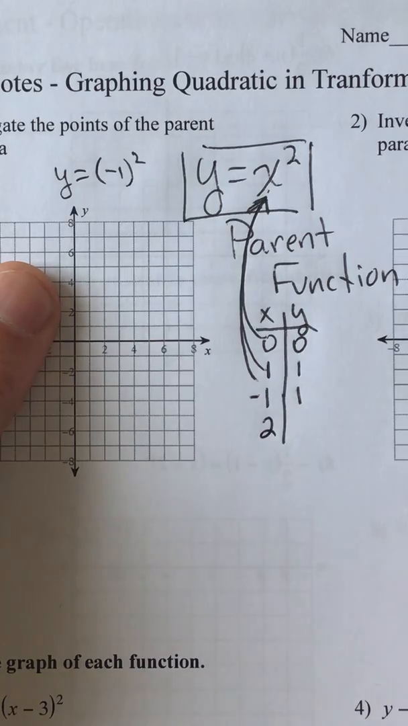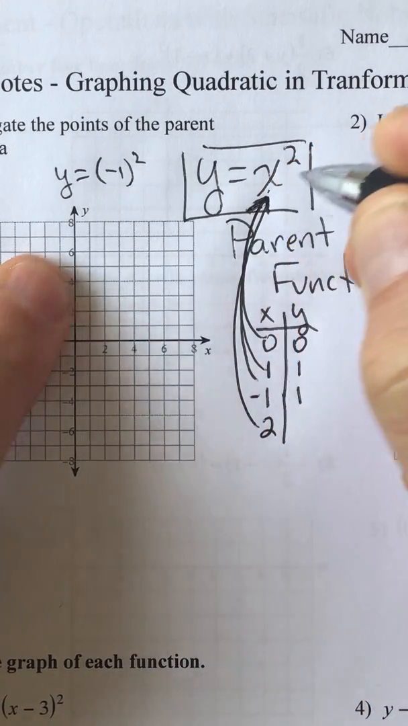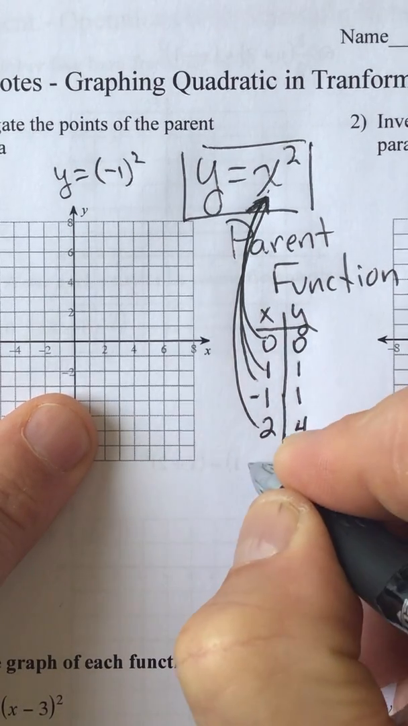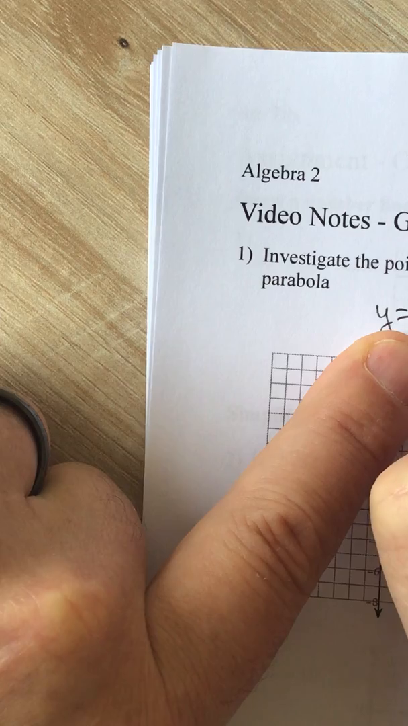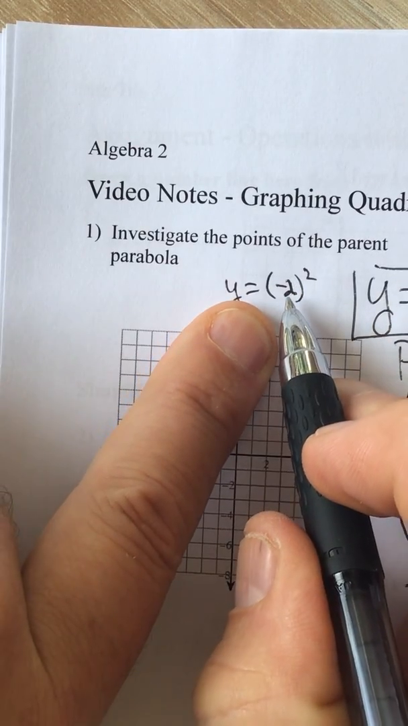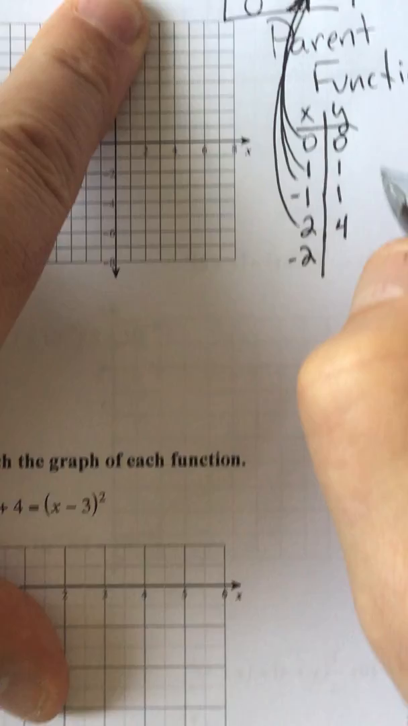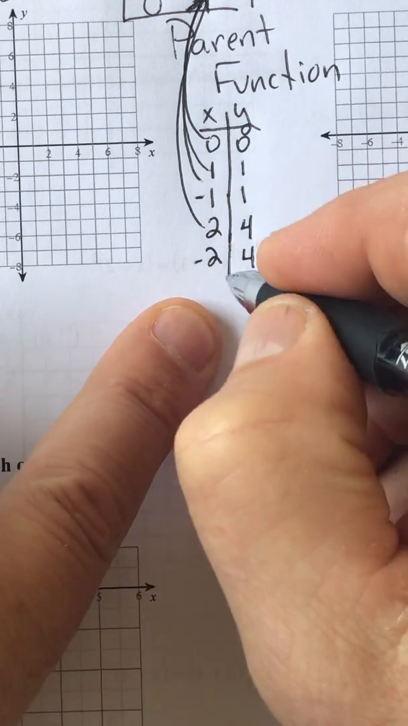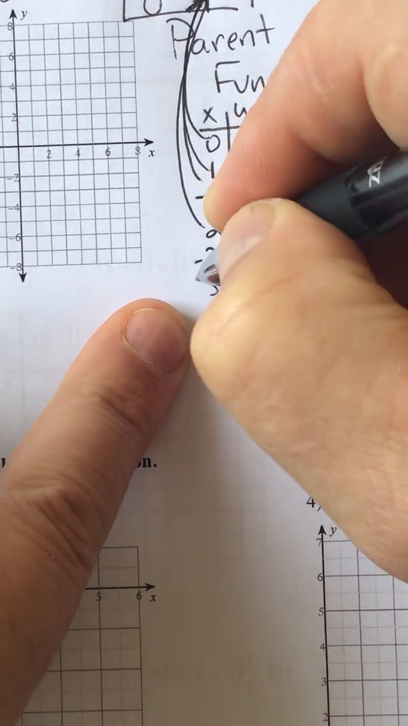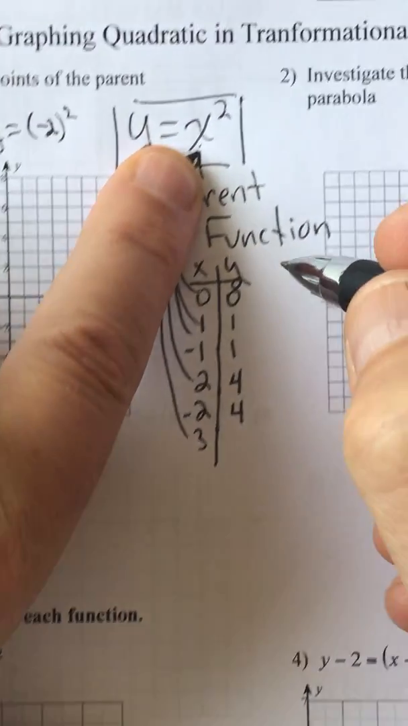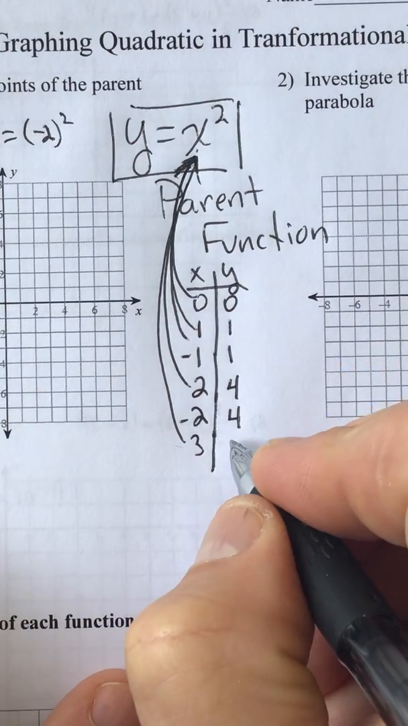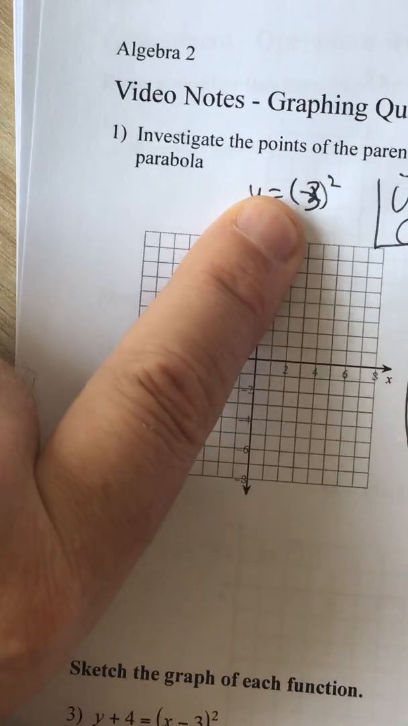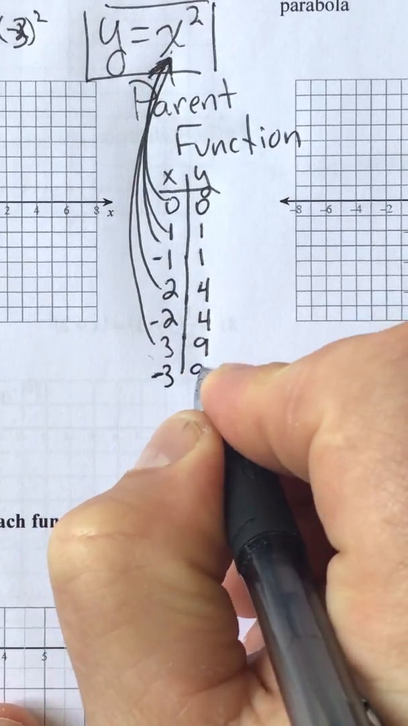What about 2? If I stick 2 up in there, we get 2 squared, so that's 4. And if I stick in negative 2, negative 2 times negative 2 is actually positive 4 again. So both the positive 2 and the negative 2 give us 4. Then I'm going to try 3. 3 to the second power is 9. And if we put a negative 3 in there, negative 3 times negative 3 is also 9.